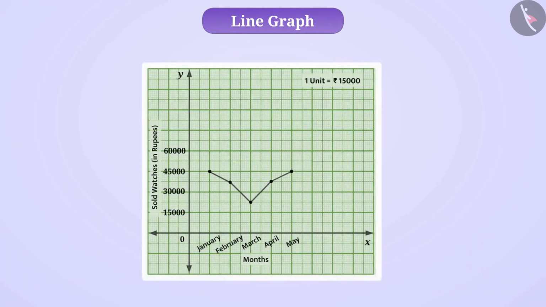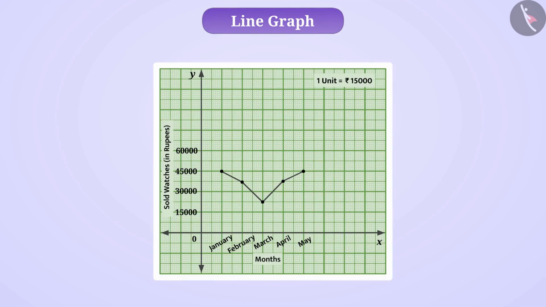A line graph is shown here. Can you tell me what information it gives? Think. This line graph gives us information about the sales made by a watch manufacturer every month.